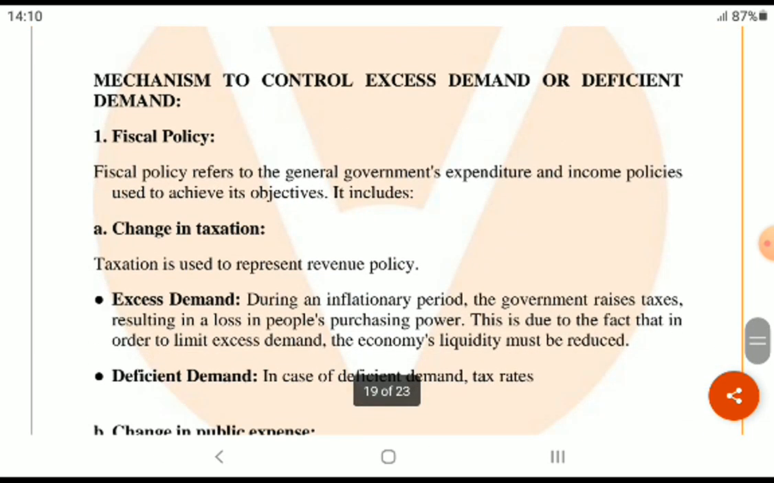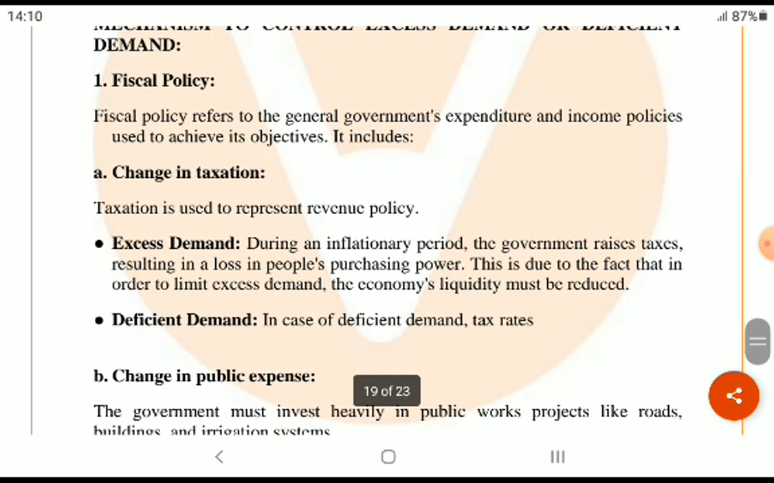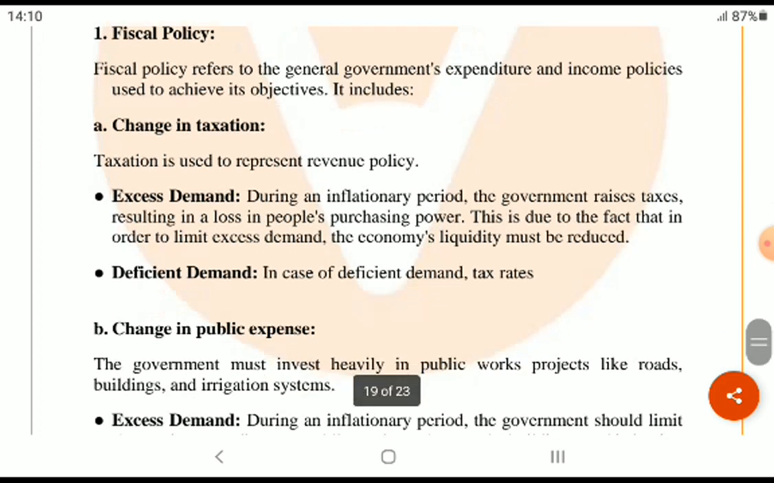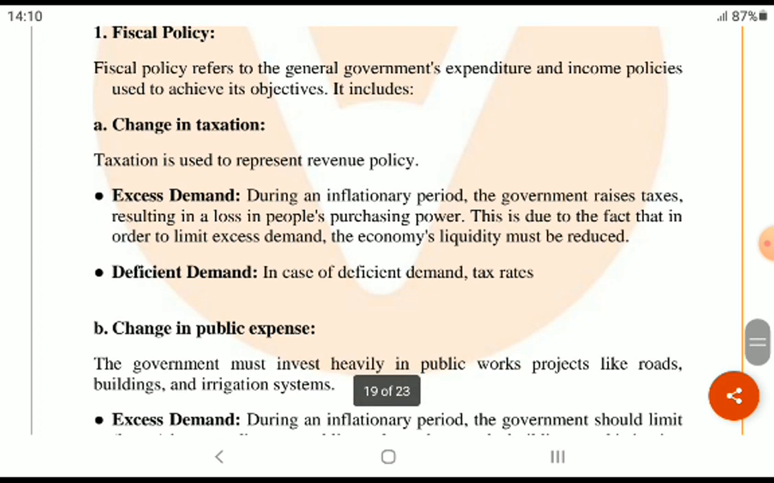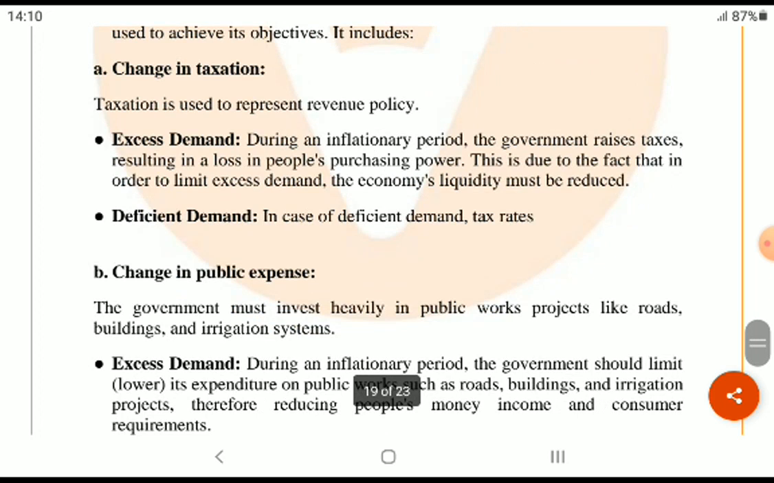Next is mechanism to control excess demand or deficient demand. Fiscal policy. Fiscal policy refers to general government expenditure and income policy used to achieve its objectives. It also includes change in taxation. Taxation is used to represent revenue policy. So excess demand. During an inflationary period, the government raises taxes, resulting in the loss in people's purchasing power. This is due to the fact that in order to limit excess demand, the economy's liquidity must be reduced.